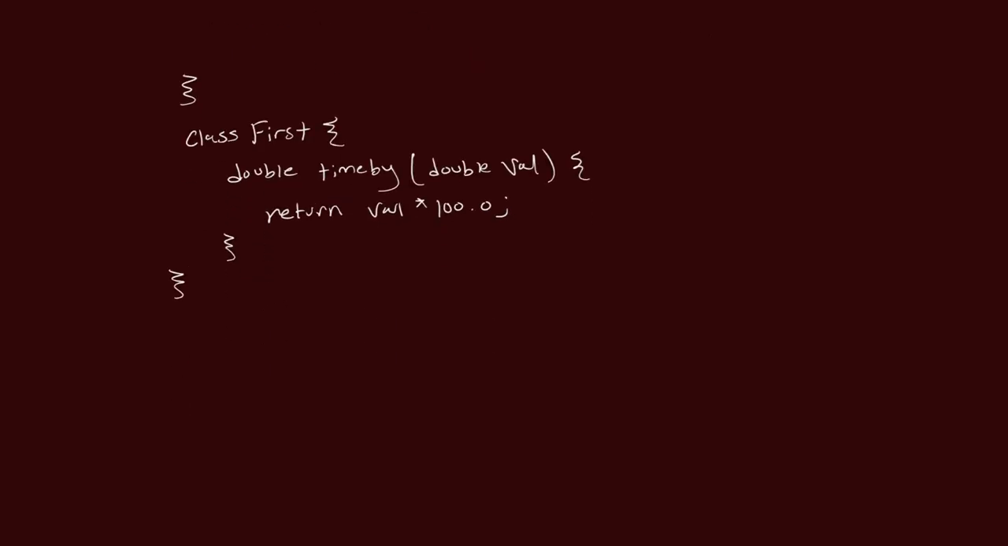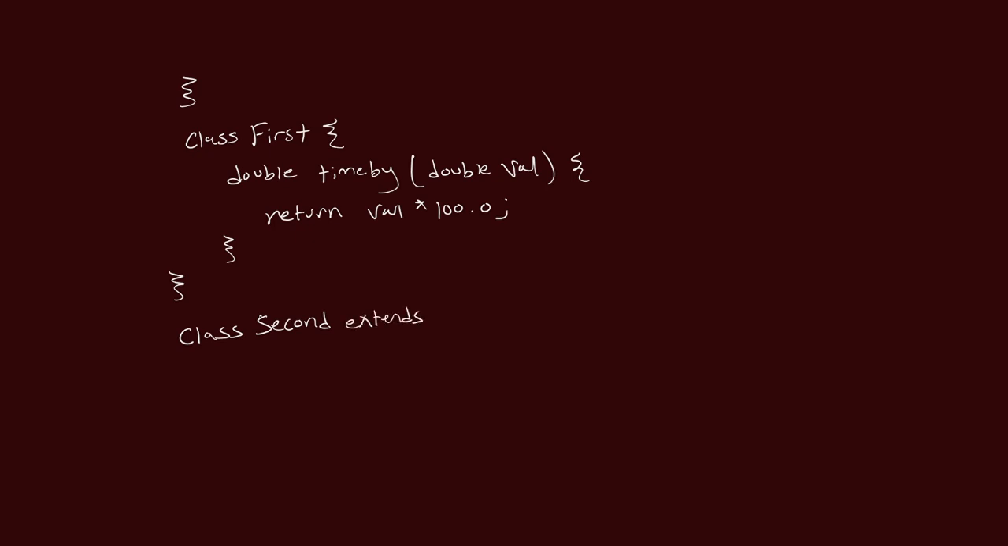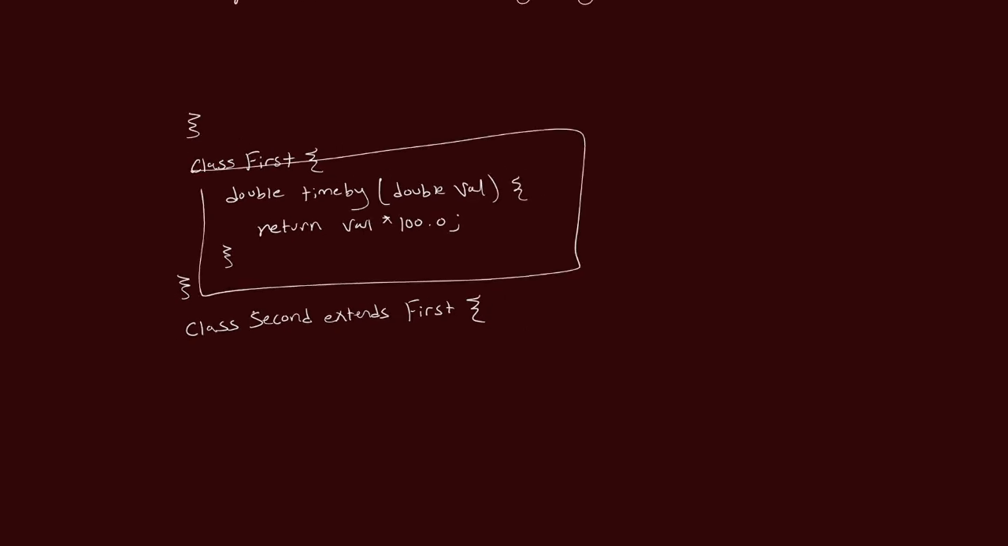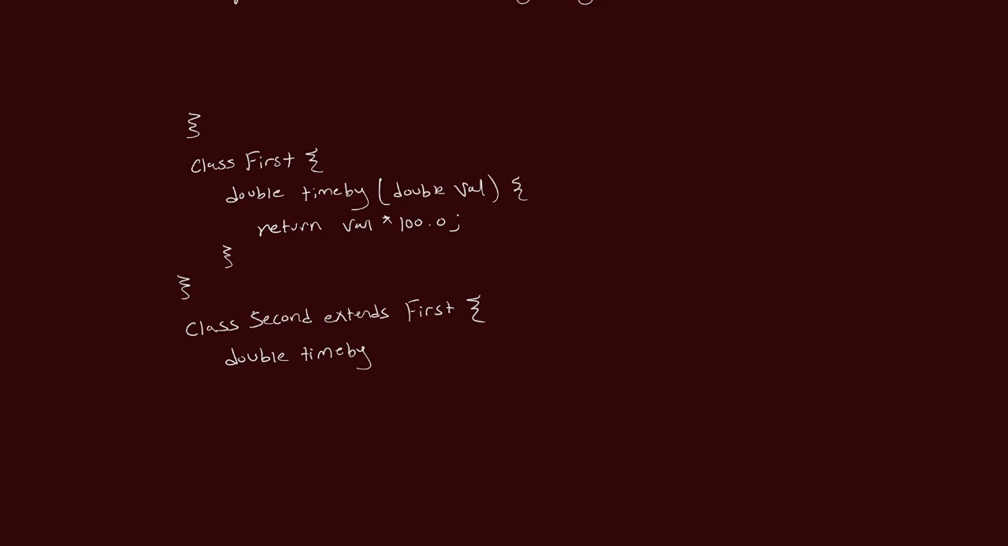Okay, and then here we're gonna have another class called second, and this second class extends the first class. But the thing is, we're gonna overwrite this method, so we're gonna recall everything. So double times by, it should be times by, but I'm not gonna change it, and double val. But for this one, we return val times 200.